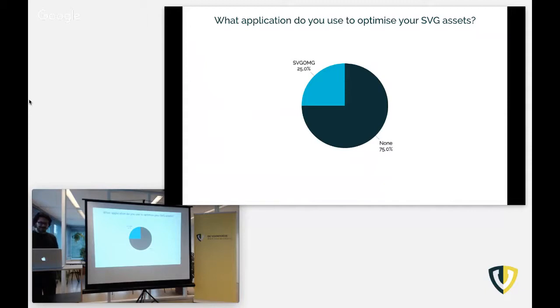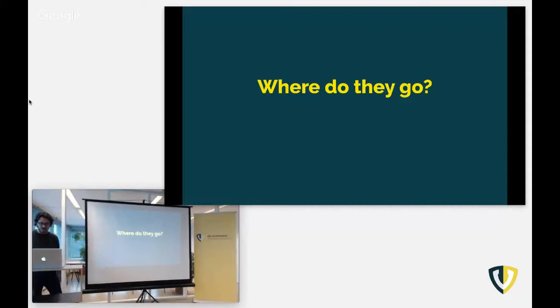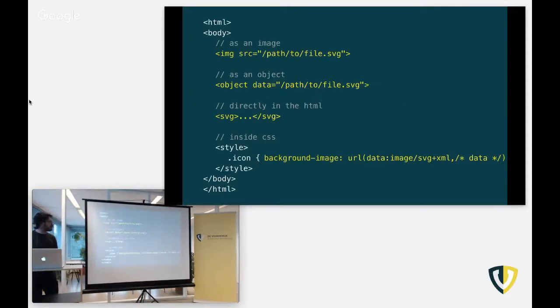Although a lot of things that you can do with your SVGs to make sure that they're not that big or are maybe more flexible to use are not things that you can figure out with SVGOMG or make sure that are maintained with SVGOMG. So where do these SVGs go? When we use SVG, we might use it as an image or as an object, or also quite often directly in the HTML or inside an SVG with a background image with the data URI.